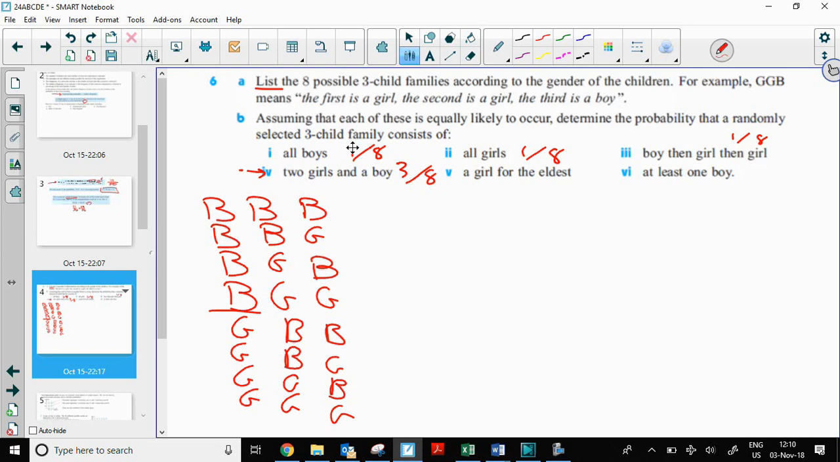Now we can know that it's 3 by looking through and spotting the 3 of them. So 2 girls and a boy is here and here and here. But the fast way that I like to think about that is I just imagine, okay, if there's 1 boy, that 1 boy is either the first child or the second child or the third child. So there's 3 different places for that 1 single boy to be. Therefore, 3 out of 8 is my answer for this.